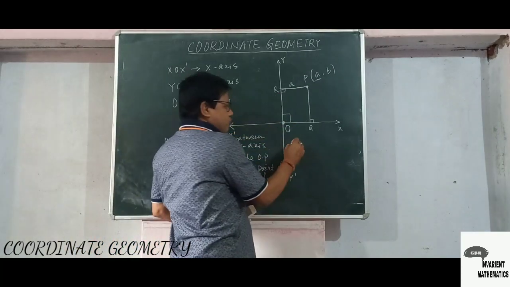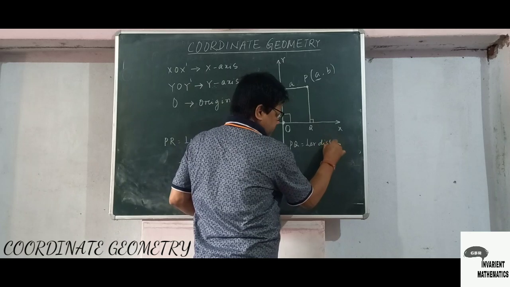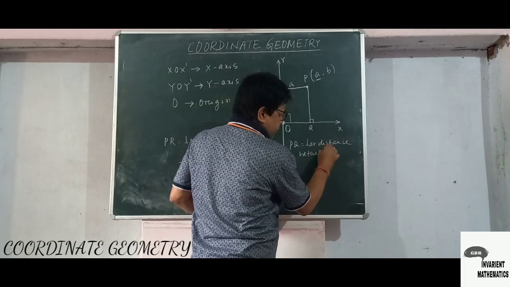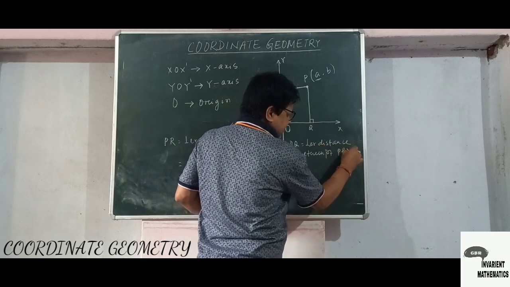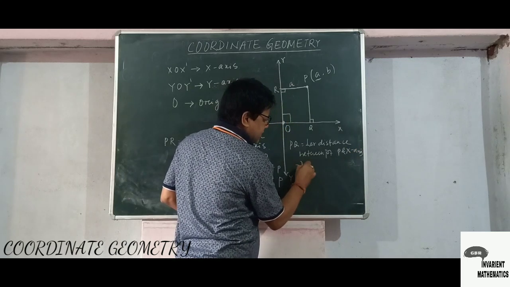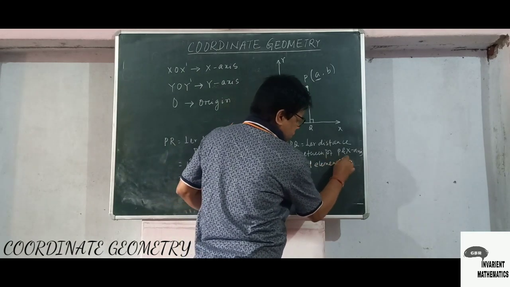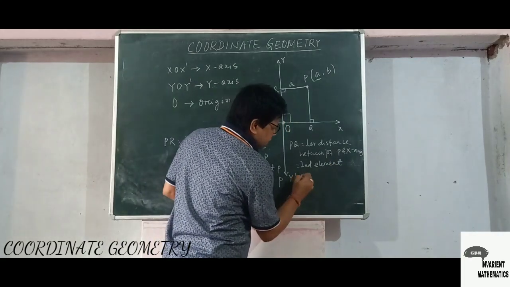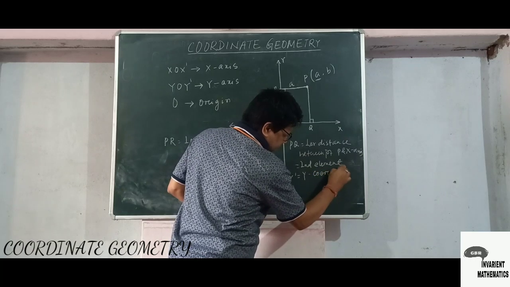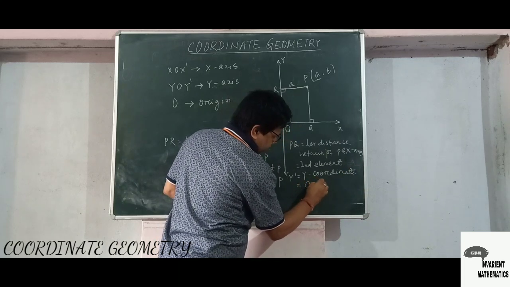Now, in the same way, PQ, the perpendicular distance between point P and the x-axis, is called the second number or second element of the ordered pair. That is called the y-coordinate of point P, and that is called the ordinate of point P.